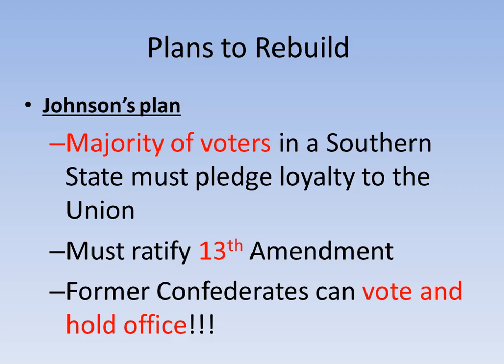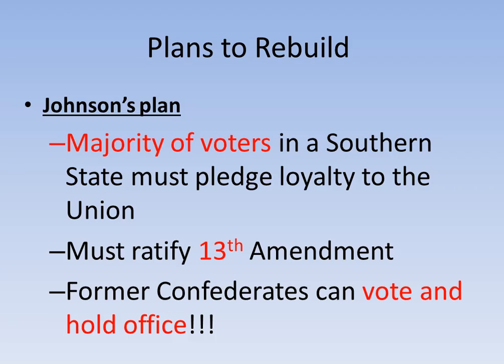So Johnson's plan is this. He says, all right, a majority of voters in the southern state must pledge loyalty to the Union. He agrees with the Wade-Davis bill. He makes that concession. He says, okay, you guys got that part right. And yes, I agree that you must ratify the 13th Amendment. Slavery should be abolished before you can come into the Union.